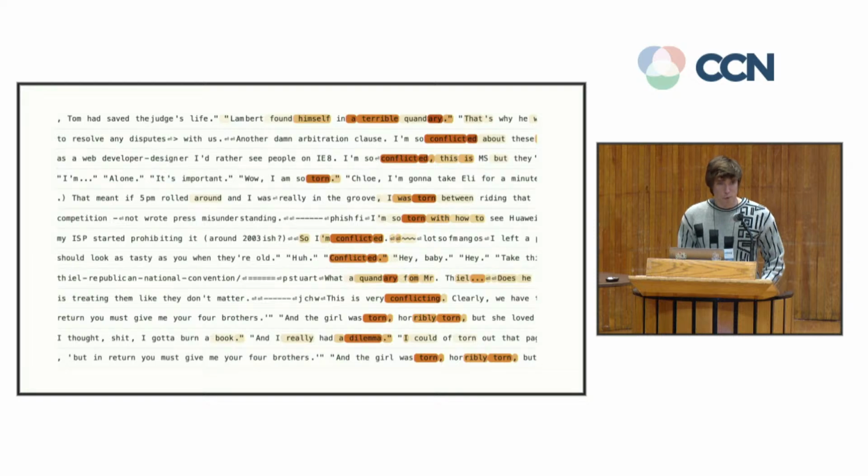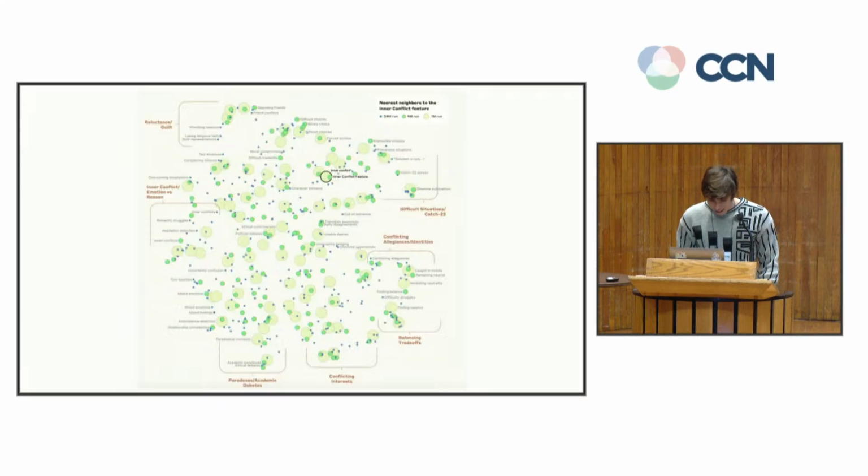And this works for more abstract features as well. This feature activates on descriptions of people experiencing inner conflicts or being torn between two things. If you look at its neighborhood, there are clusters of features that all have to do with inner conflict, but in different ways. I can't really do justice to this with a static image, but if you look at our paper, there's an interactive version of this that you can click around, and we'll also link to that in the tutorial, because I find these pretty fascinating.